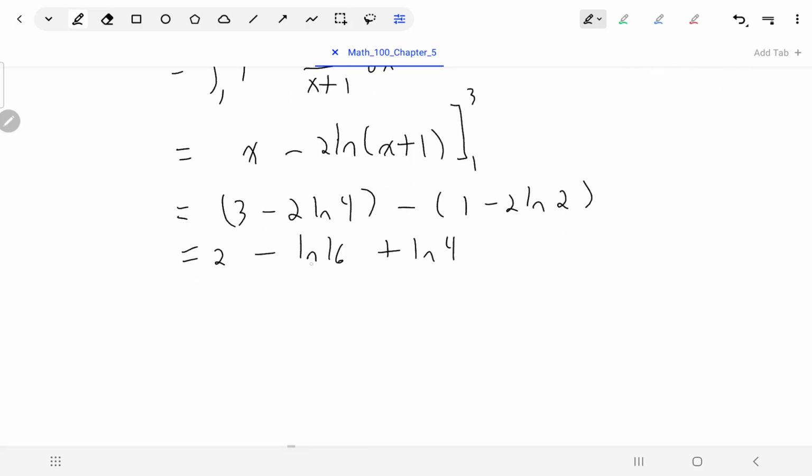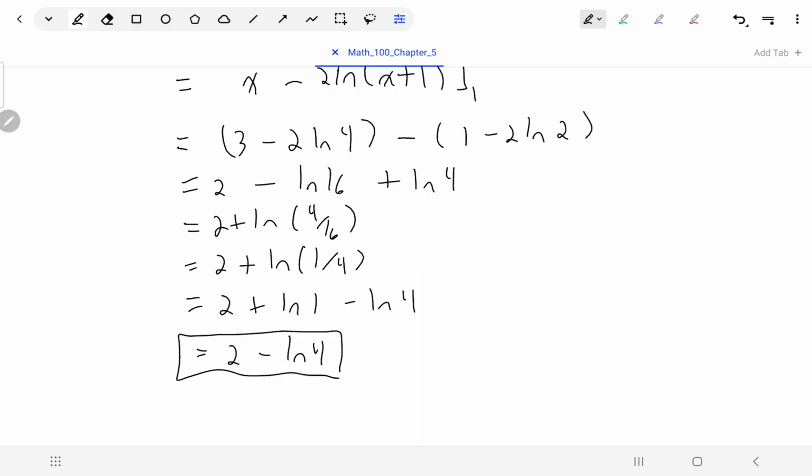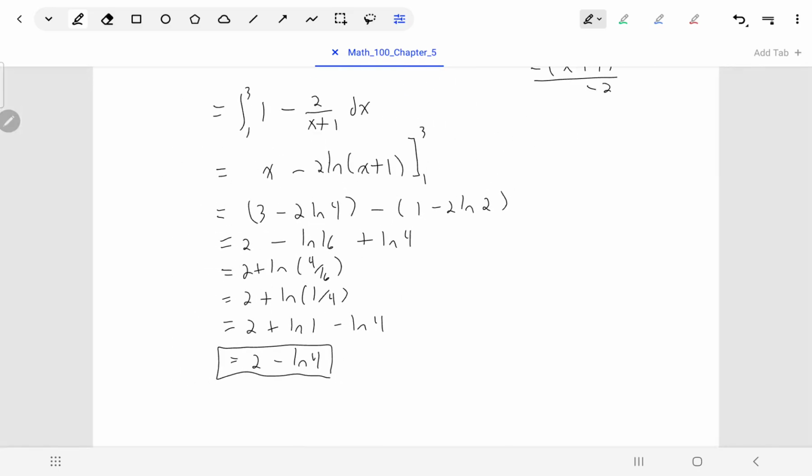And I could, of course, combine these two logs together and say that this is natural log of 4/16, or natural log of a quarter. And in fact, if I wanted to go and do one last little bit, this is where I would end it personally. Natural log of a quarter is natural log of 1 minus natural log of 4, and natural log of 1 is 0, so I think that's a nice looking answer for me personally. 2 minus natural log of 4. That's where I'll leave my answer.